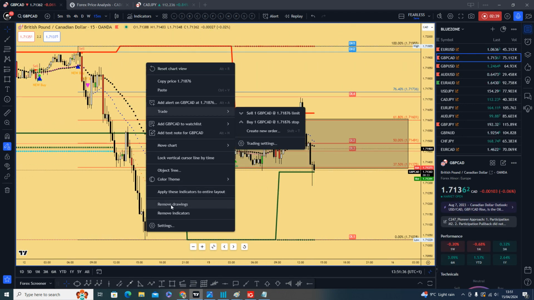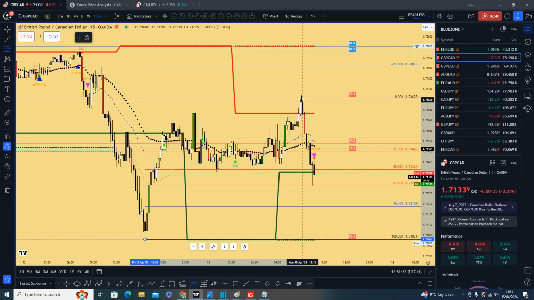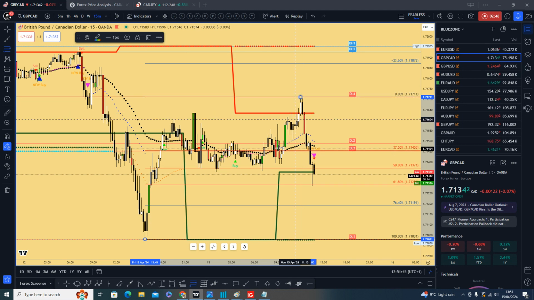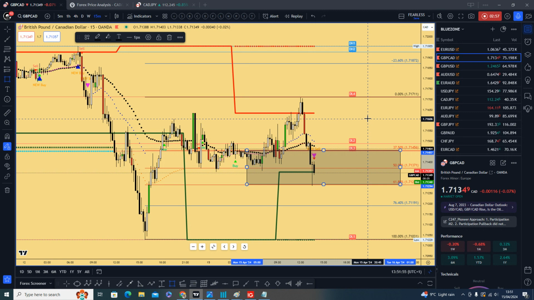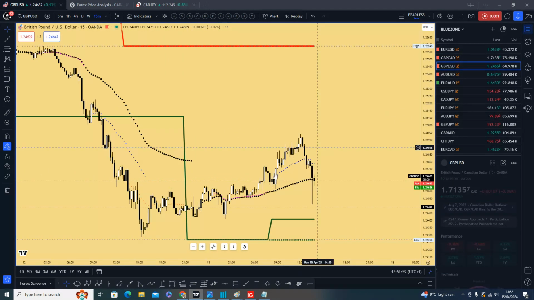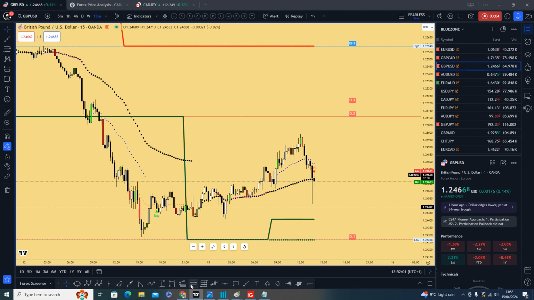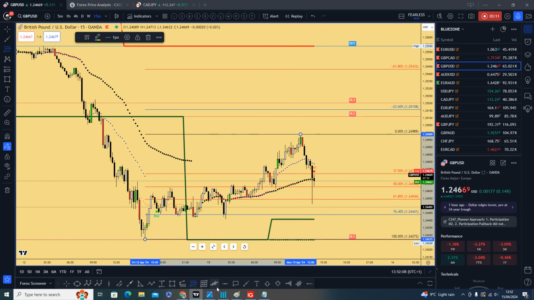Let's remove the drawing. We measure from the low to the high. Price is in a buy zone, and this works. You have to make sure you know how to do the selection. That's the buy zone. You see how fantastic this is coming. This is working. We come here, we draw from the low to the high. Price is in the buy zone.